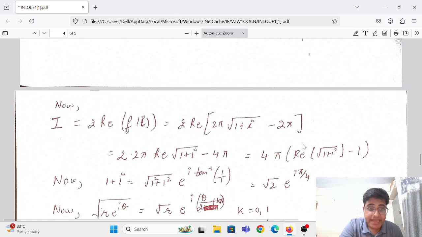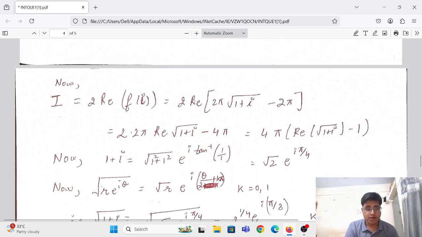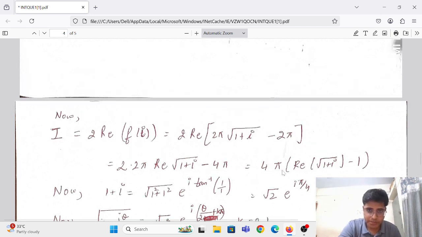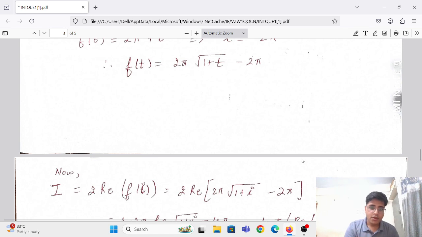Got it. Now, what was our initial integral? It was 2 times real part of f of i. What was that? It was 2 times real part of 2 pi root of 1 plus i minus 2 pi. How did I get that? Okay, let me explain it to you. So what is f of i over here? What is f of t over here? It's 2 pi root of 1 plus t minus 2 pi.